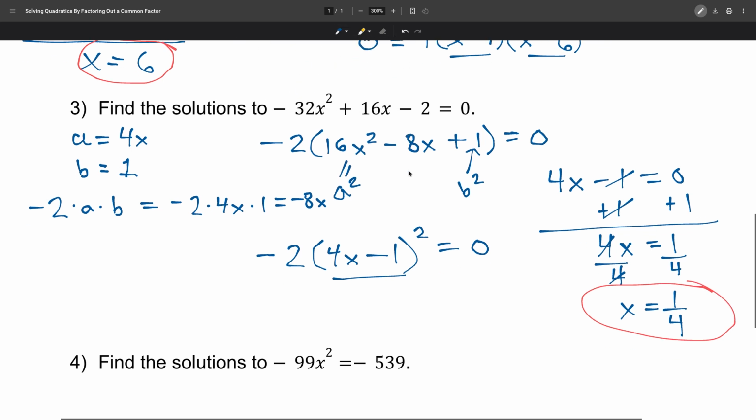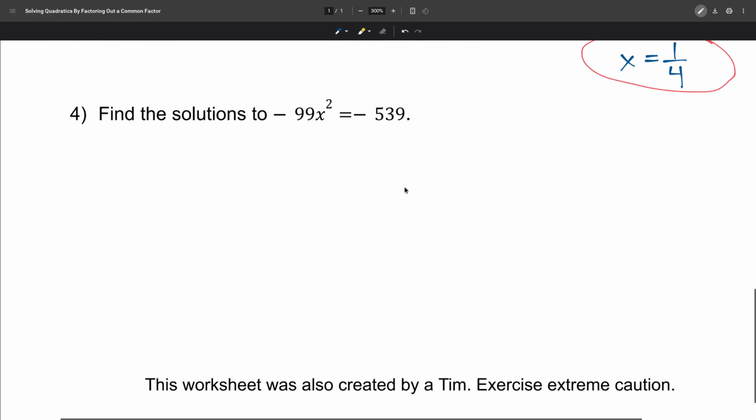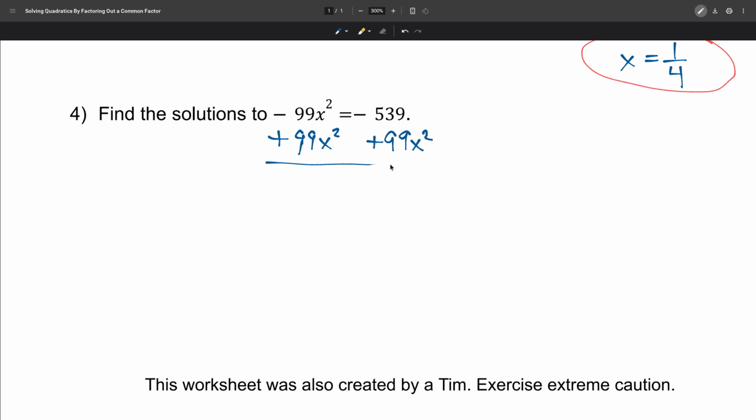All right, let's try one more. All right, find solutions to negative 99x squared equals negative 539. Okay, so I'm going to start by adding 99x squared to both sides to get the left-hand side equal to 0. 99x squared minus 99x squared is 0. So we got 0 equals 99x squared minus 539.